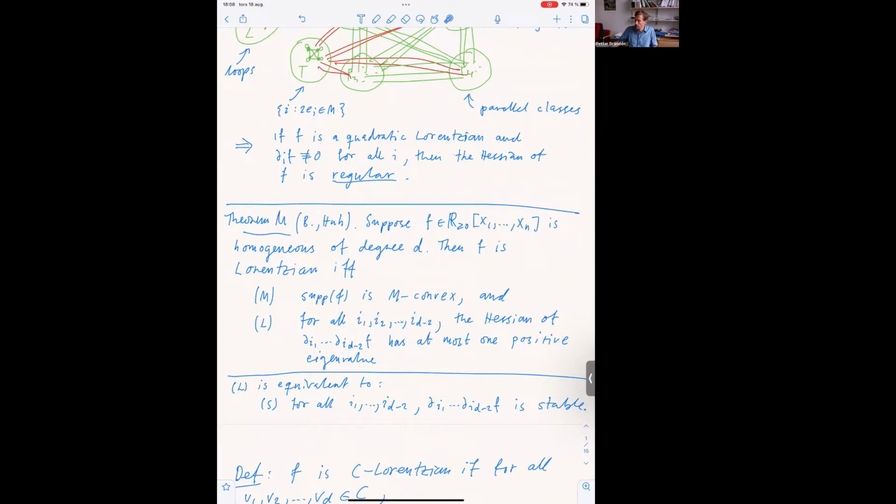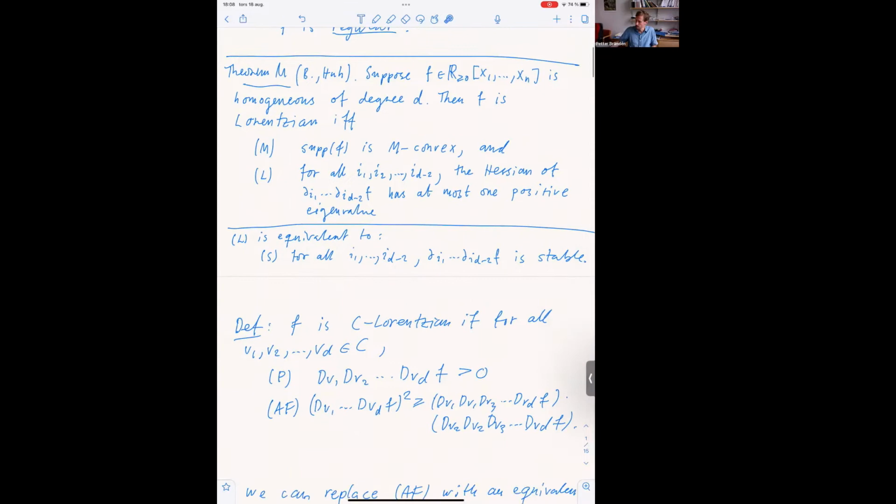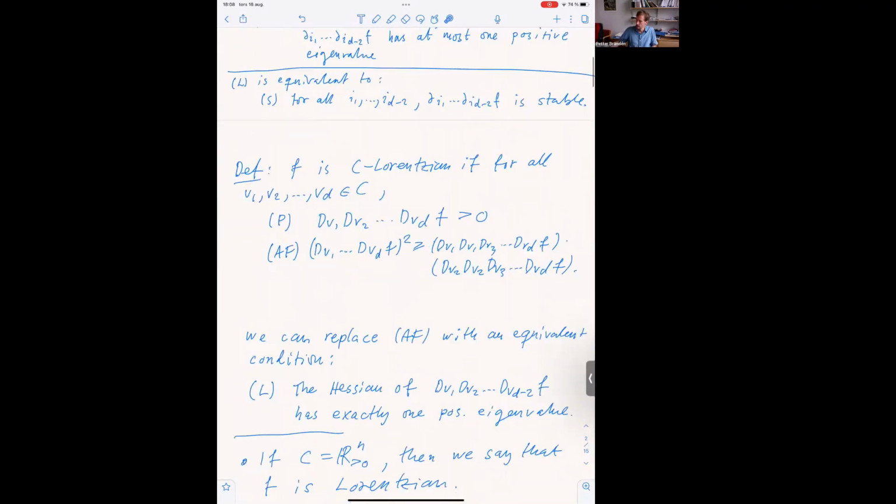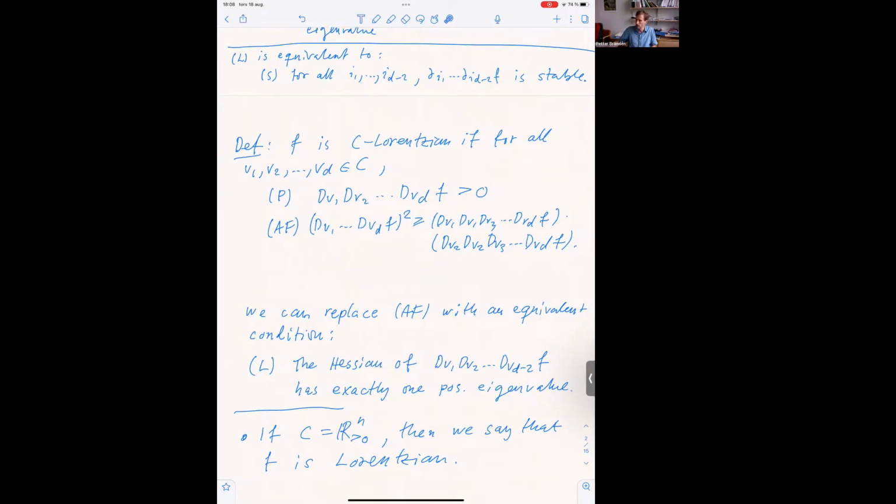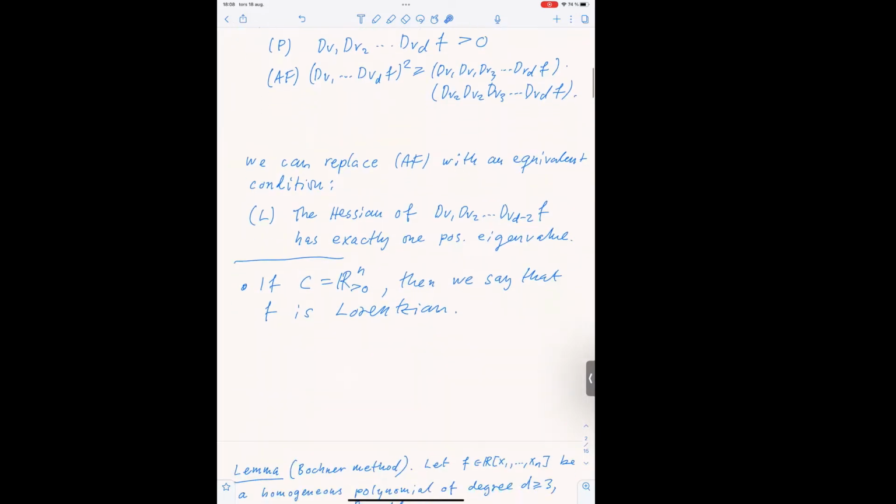So June and I, we had a different notion of Lorentzian actually, but since we want to talk about C-Lorentzian polynomials, I actually have a different notion of Lorentzian polynomials. So that may be what sort of confuses you. But this is the definition that we will work with. But for the positive orthant, there are many different definitions. Thank you. Okay.